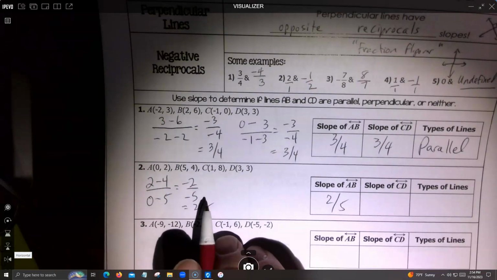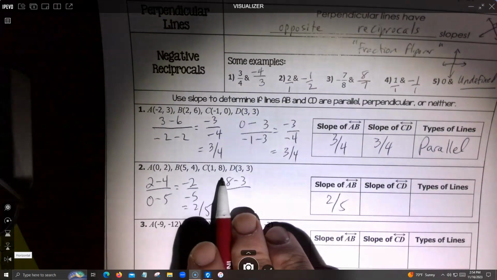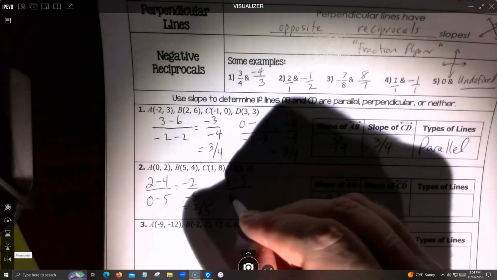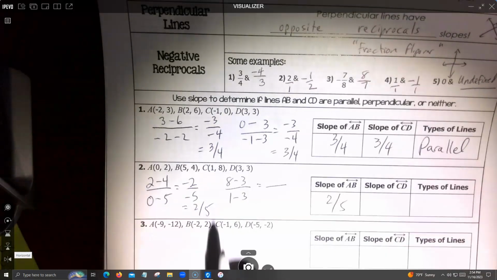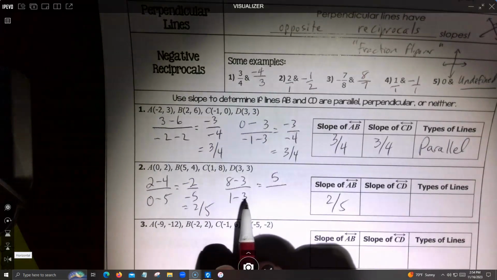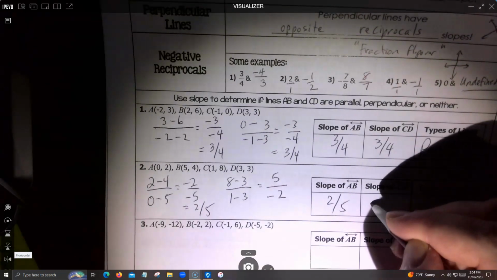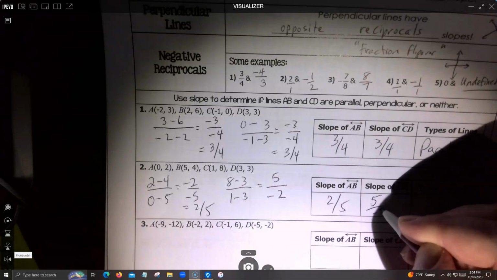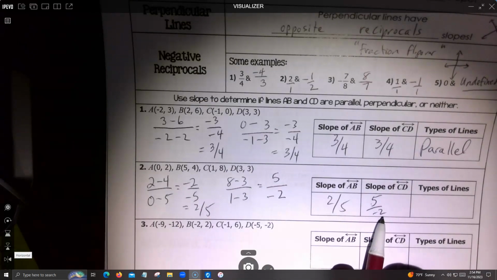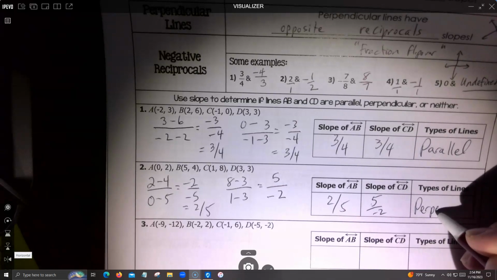And then my second one, I'm going to do 8 minus 3, and then 1 minus 3. 8 minus 3 is 5, and 1 minus 3 is negative 2. So I put down here 5 over negative 2. This is positive, this is negative. This is the flip over of the other, so this would be considered perpendicular.